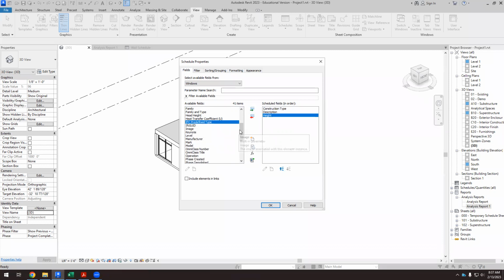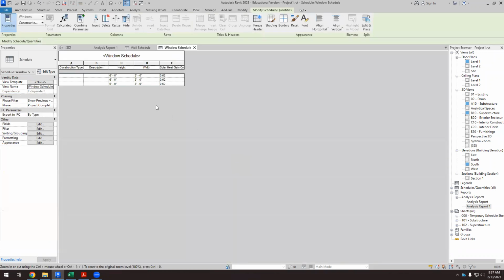Height. Width. Solar heat gain coefficient. That makes sense. And no, I don't find area in this menu. If you find it, let me know, but I don't find it. So here we have 3 windows. Well, all the windows are 6 times 3, and the solar heat gain coefficient is 0.62.